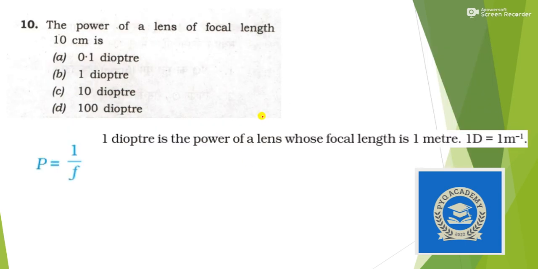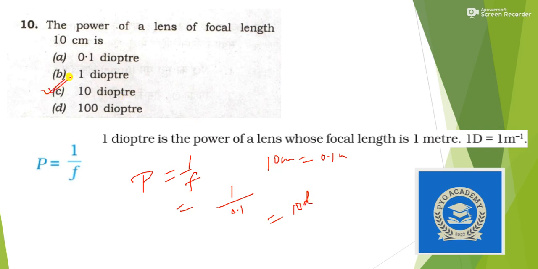Now the power of a lens of focal length 10 centimeter. You have to convert here. We have the formula given in the book, P equals 1 by f. Now for focal length, let's convert 10 centimeter into meter. It will be 0.1 meter. Now 1 by 0.1 meter will become 10. So it will be 10 diopter, 10 D. So answer is option C.